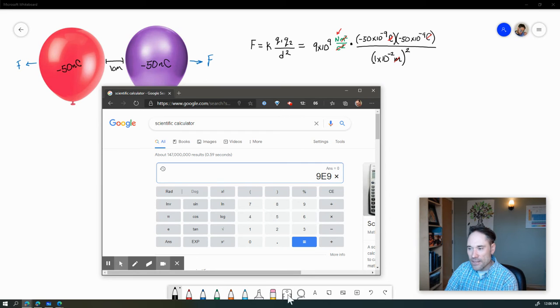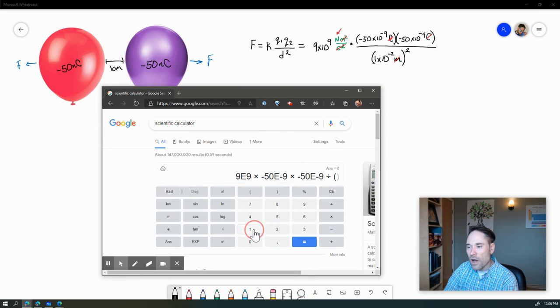And then I'm going to multiply this times negative 50 times 10 to the negative 9. So this is negative 50 times 10 to the negative ninth. And then I'm going to multiply that times the same, negative 50 times 10 to the negative ninth. And then I need to divide that. So I'm going to hit the division, but I need to square this thing. I have to make sure I'm squaring the right thing, so I'm going to put in a parenthesis. I might not need to, but calculators sometimes get confused.